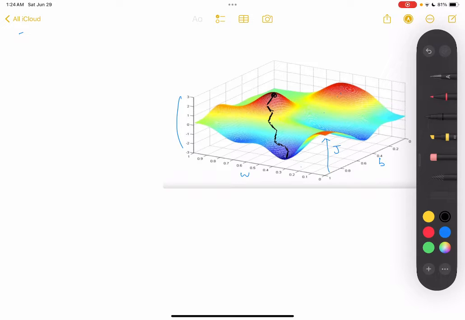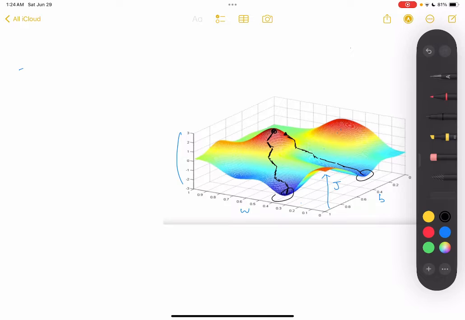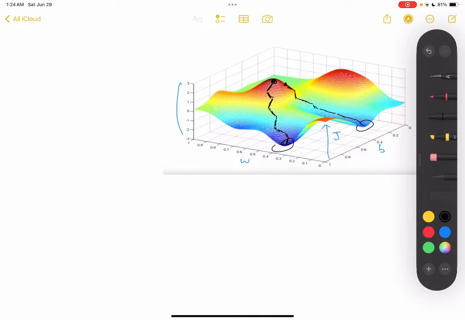And depending on your starting point, you may end up at a different minimum. If we started somewhere here, maybe gradient descent might have told us to go this way until we reach a minimum over here. And like I said, even if our cost function has multiple minimums, that doesn't mean that we'll only reach one minimum here. We can also reach a minimum here. So it also depends on where we start. That affects our ending point, which minimum we get to.